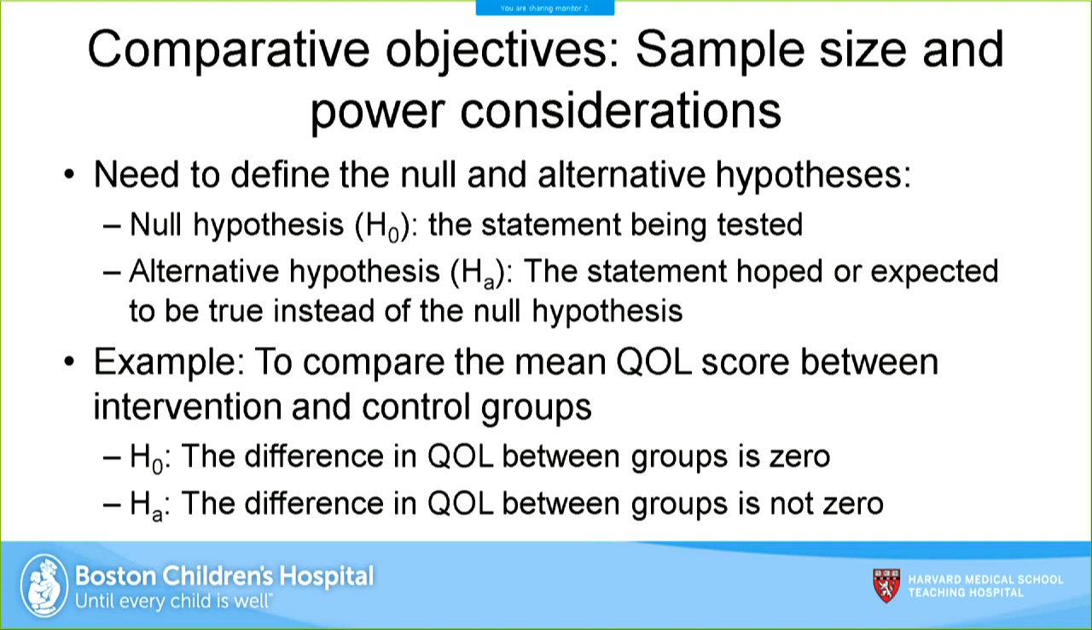So let's say your objective here is to compare the mean quality of life score between the intervention group and a control group. Your null hypothesis may be that the difference between the quality of life scores is 0 between the two groups. And the alternative is that the difference is not 0. It's greater than or less than 0 between the two groups. By conducting the test, you're trying to reject the null hypothesis and show that you have evidence that the null hypothesis is not true.